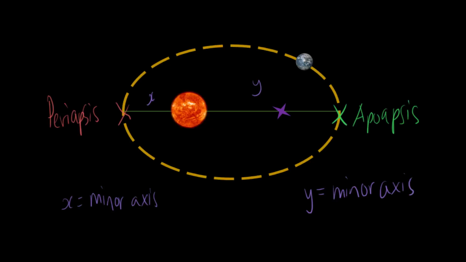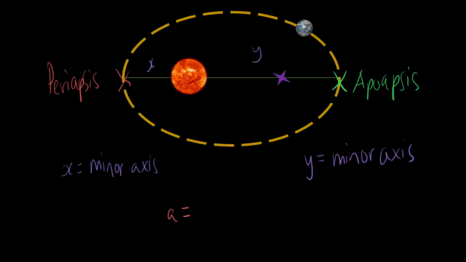When people tell you that the Earth orbits the Sun at a distance of 1 AU, 1 astronomical unit, this is not the minor axis or the major axis. It's called the semi-major axis and is just an easy mathematical average of the minor and major axes. Denoted by the letter A, you can just work this out by adding the major and the minor axis and dividing it by 2.